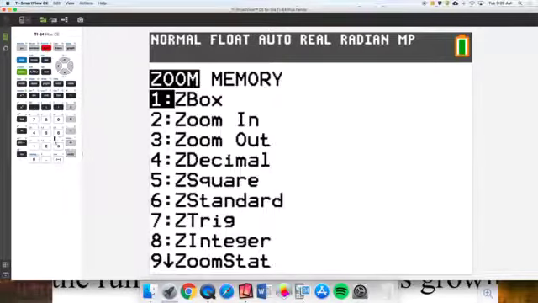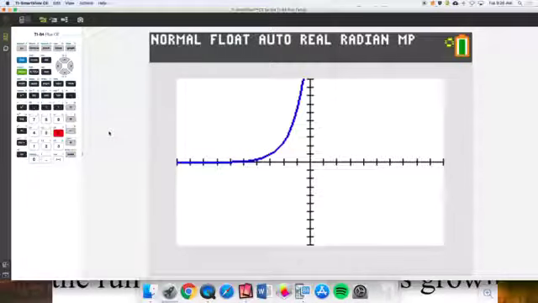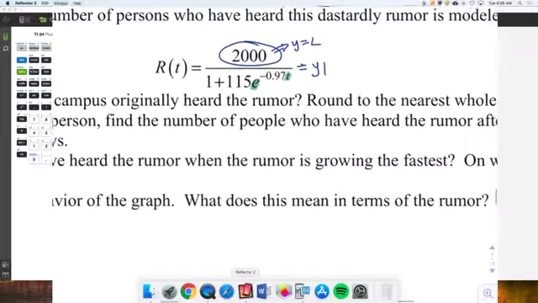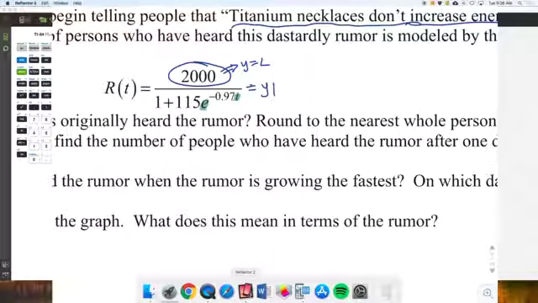Now, if you hit zoom 6, you're going to be like, I don't see an S-curve. And I'm like, very good. You shouldn't really. Okay? So you're going to have to establish your own reasonable window. So let's think about that. What are we measuring on the x-axis? We're measuring time, right?